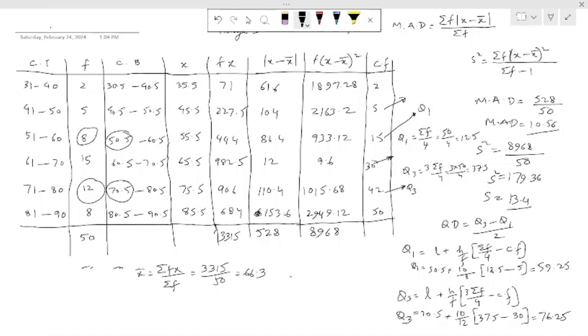And now QD is simply Q3 minus Q1 divided by 2. That's 76.25 minus 59.25 gives us 17 divided by 2, and 17 divided by 2 is equal to 8.5. So 8.5 is a quartile deviation for this data. That's all from this video.